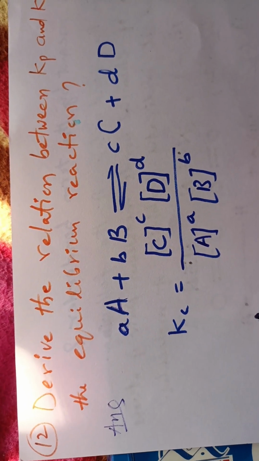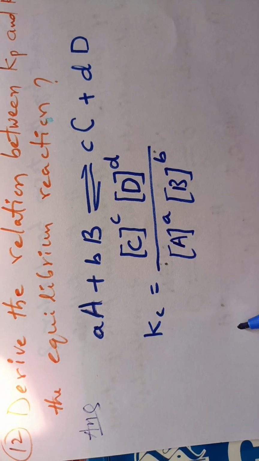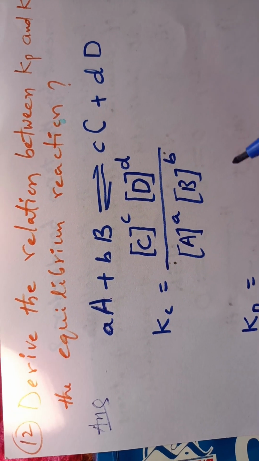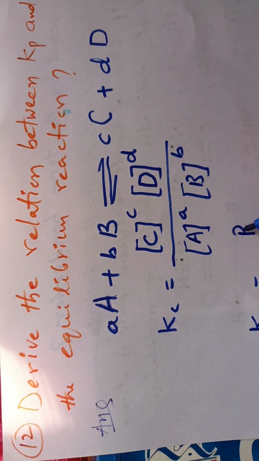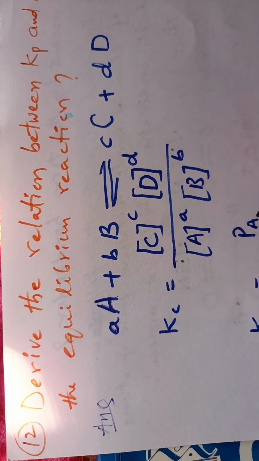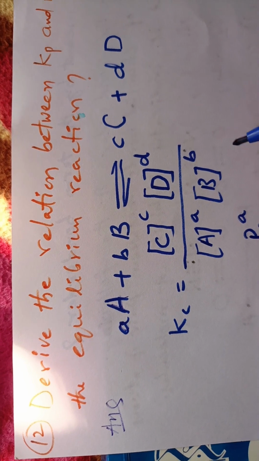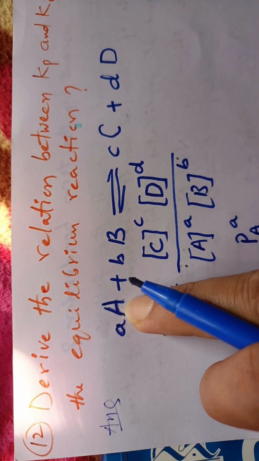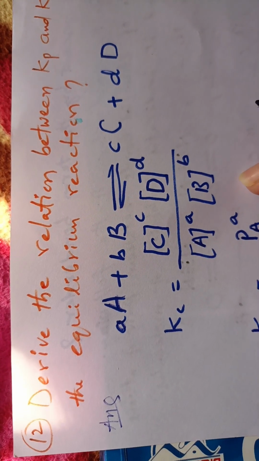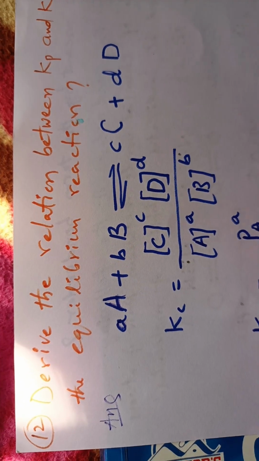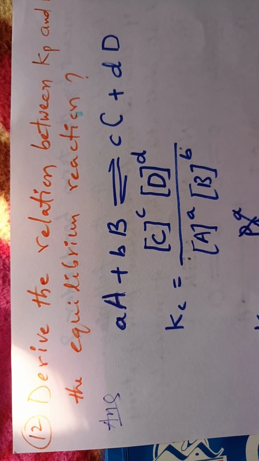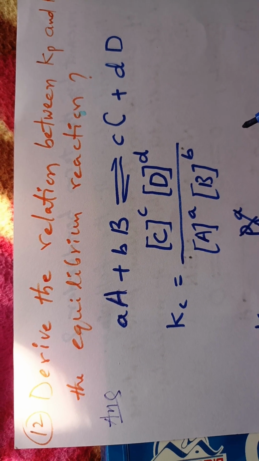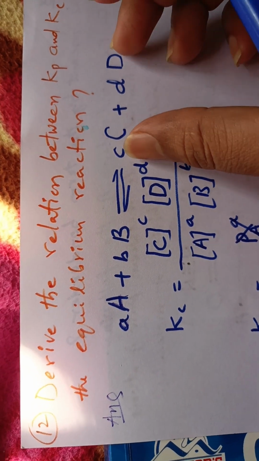Now we write Kp, the equilibrium constant with respect to pressure. Kp equals, we have to write pressures only here, for all reactants: pressure of A, pressure of B. First we have to write the products, so first the pressures of the products.